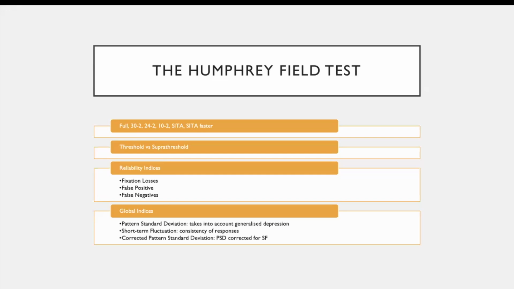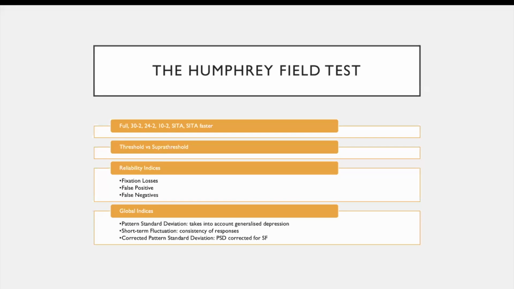And the Humphrey field test can do an entire full field, which takes a long time. You can look at 30 degrees either side of the midline, 24 degrees either side of the midline, 10 degrees. And then there's different algorithms that I'll go into what they mean. You may have heard the SITA algorithm or the SITA faster or even a SITA fastest, and I'll go into what that means in a moment.